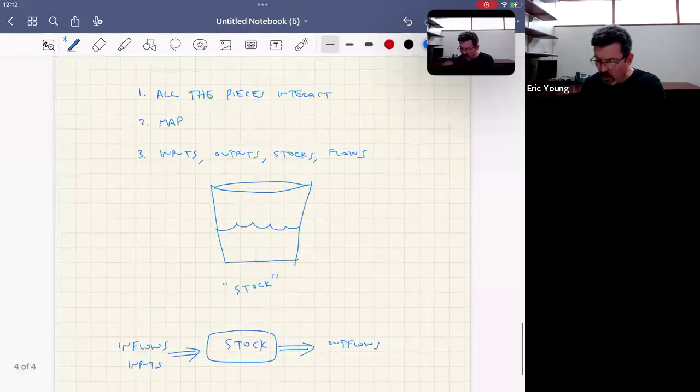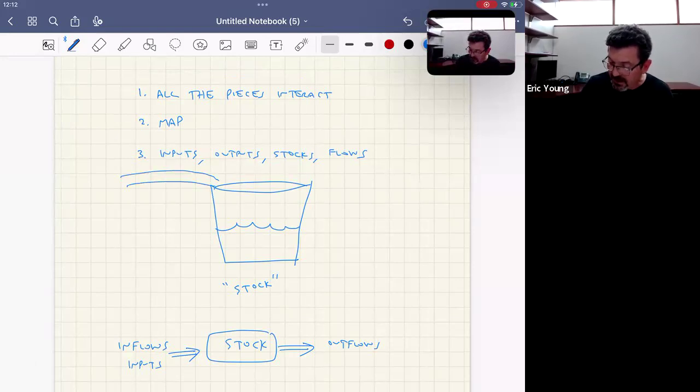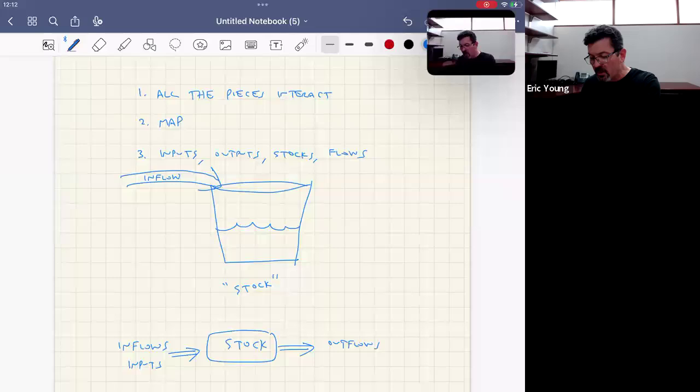Let's go back to our bucket of water. Imagine that you have two things. You have a hose that's feeding water in. So this is an inflow. As more water leaves the hose and enters the bucket, the stock goes up. So the water moving through the hose is a flow. The flow adds to the stock.